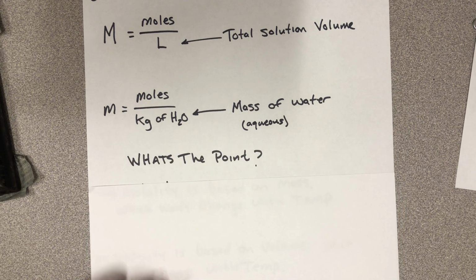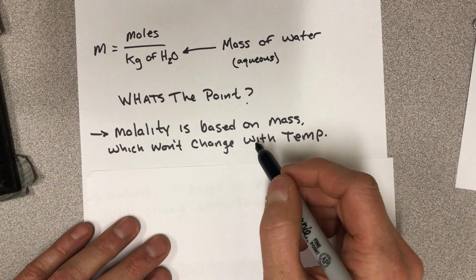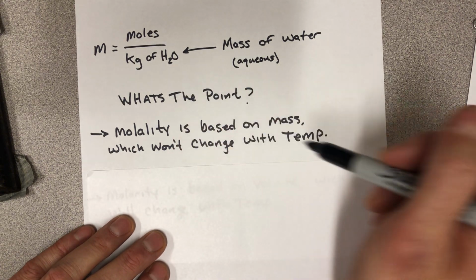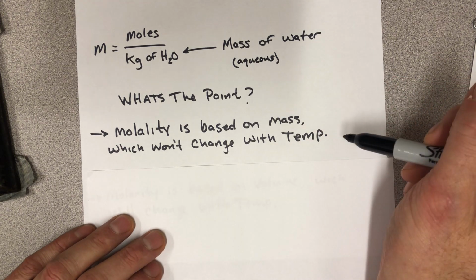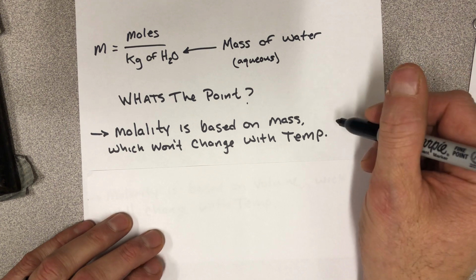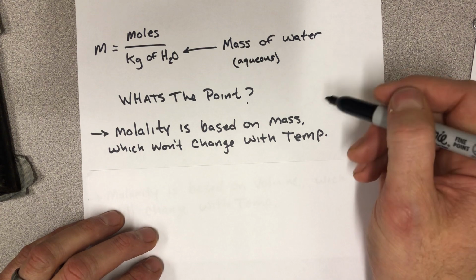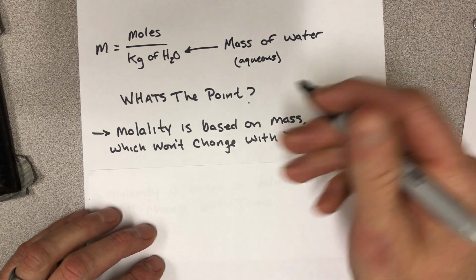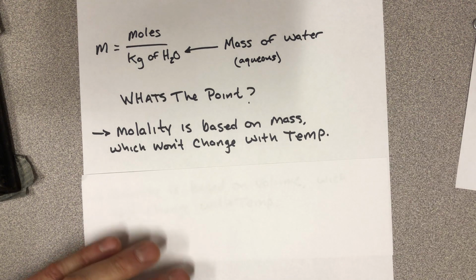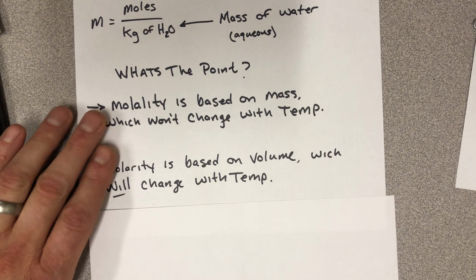And so what's the point of having both of these things? Molality is based on mass, and that means that the mass of water is not going to change as the temperature of the solution changes. And we know that temperature can change volume. We talked about this with gas laws. We know that a gas that we allow to heat up, assuming it's not in a container, will expand, and water and liquids and solutions will do that too. And molarity will change because it's based on volume.